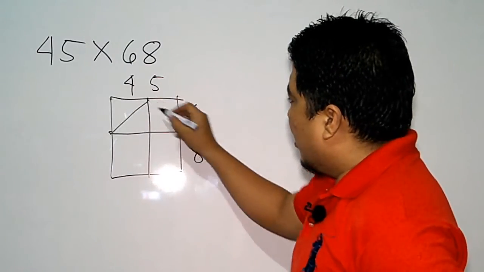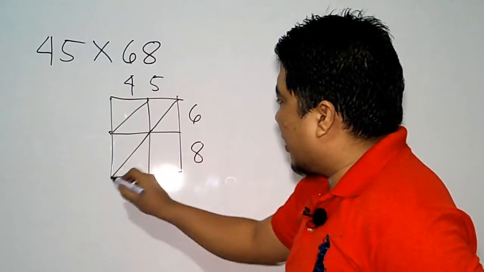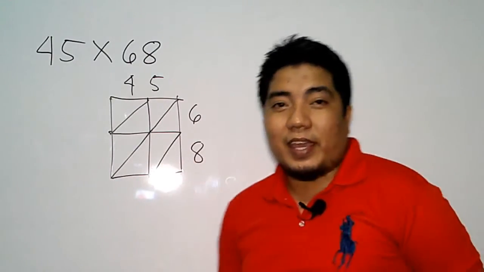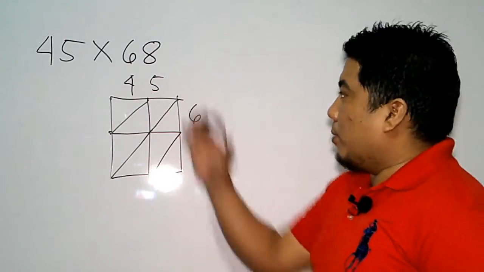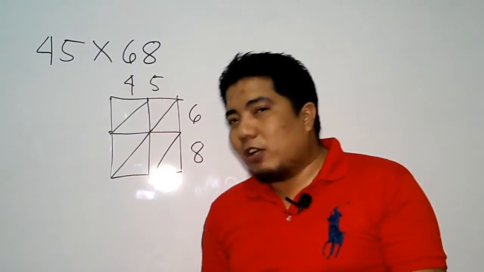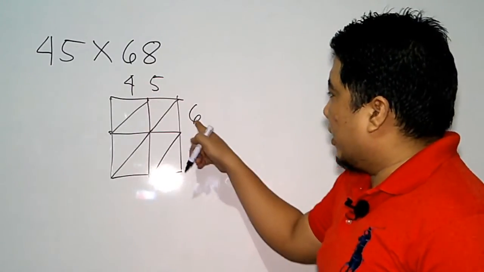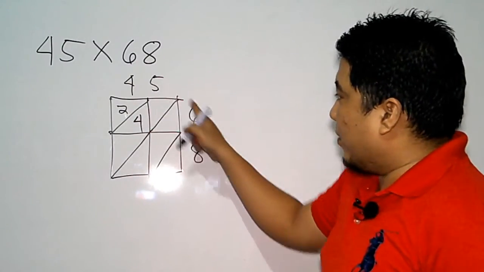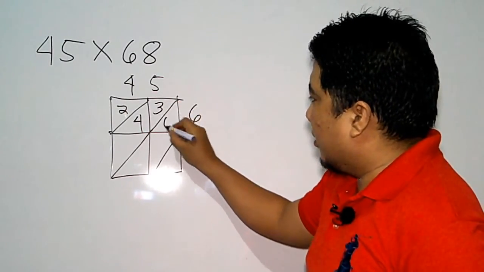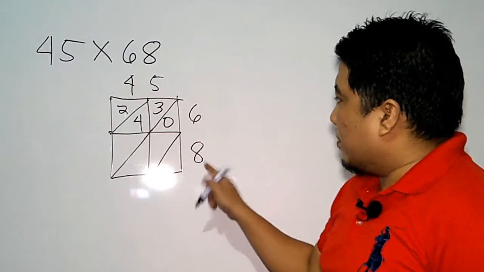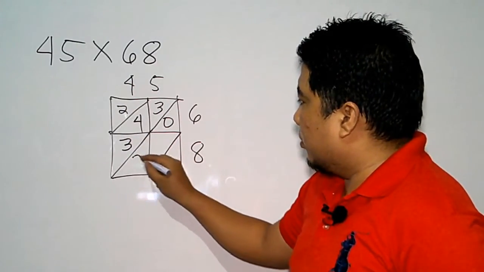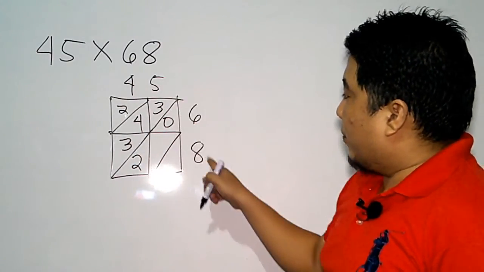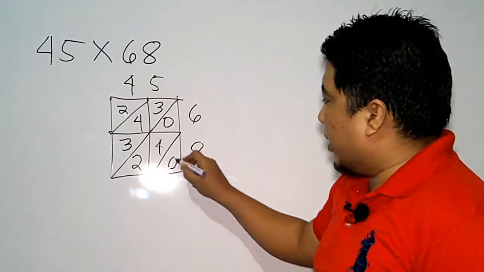Then we divide the squares by making the diagonal, okay? And then what we will do is we multiply the columns to the rows. So 4 times 6, that is 24. 5 times 6, that is 30. 4 times 8, that is 32. 5 times 8, that is 40.